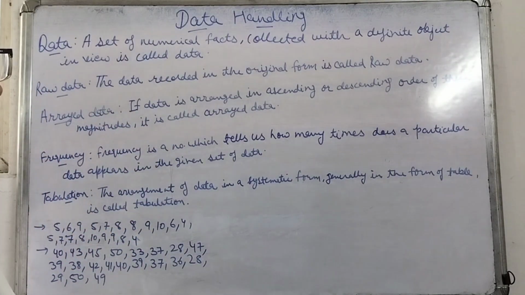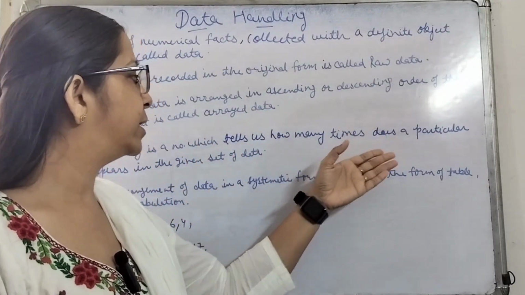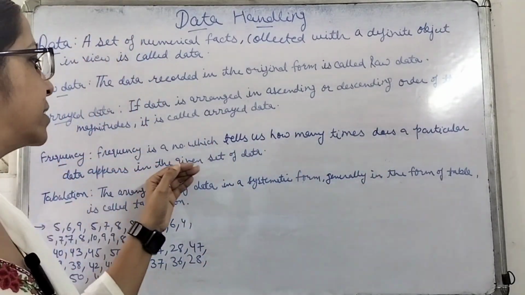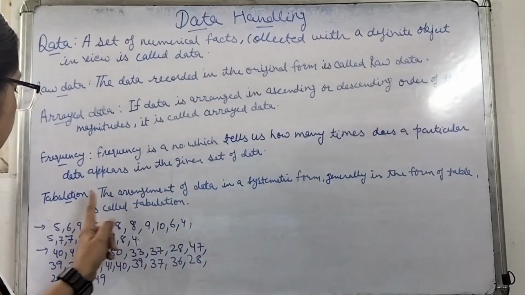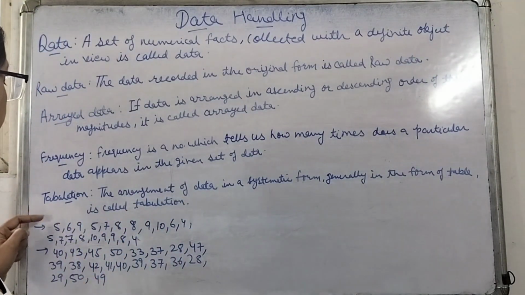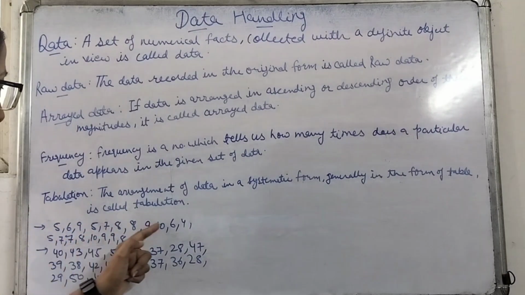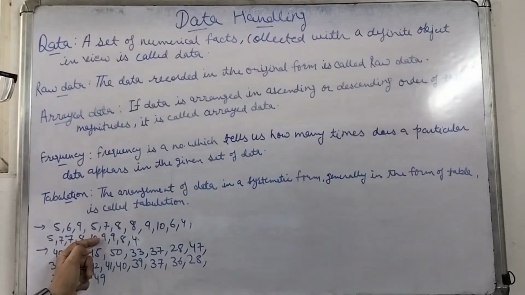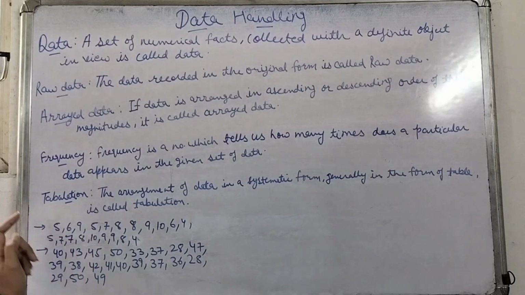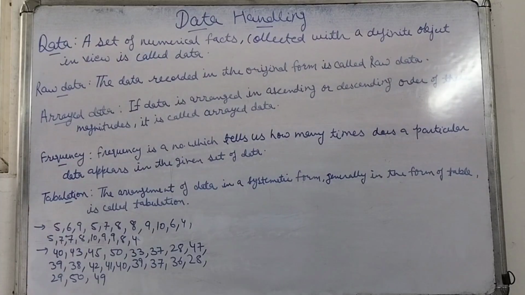Now what is frequency? Frequency is a number which tells us how many times a particular data appears in the given set of data. Suppose this is a given set of data. In this given set of data, suppose I am saying, how many times is 5 coming? So 5 is coming 1, 2, 3 times. So the frequency for 5 is 3. How many times 5 is coming is shown by the frequency.